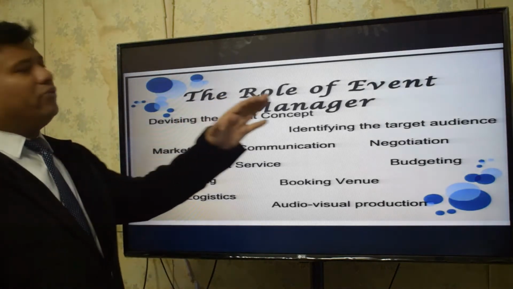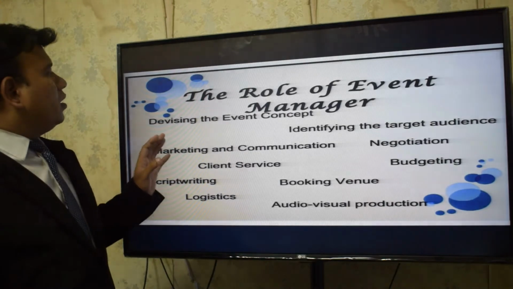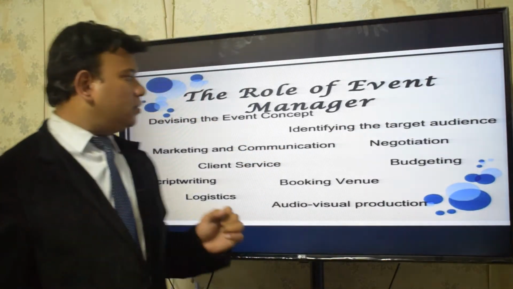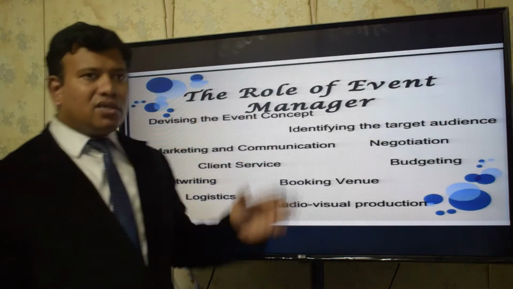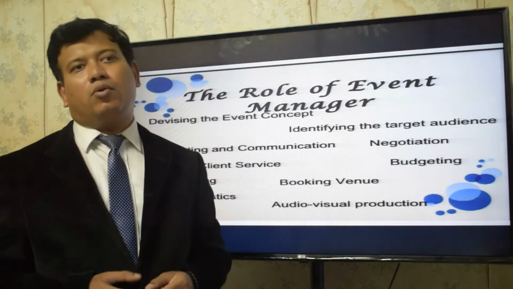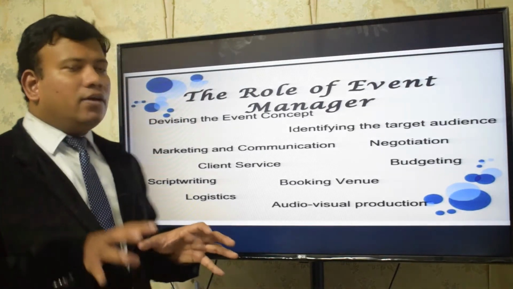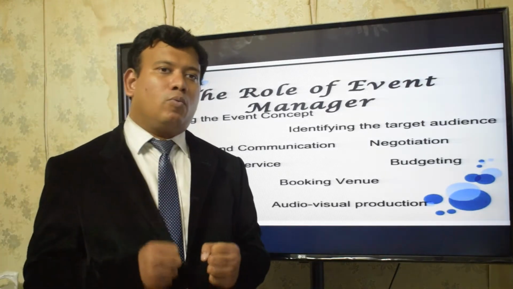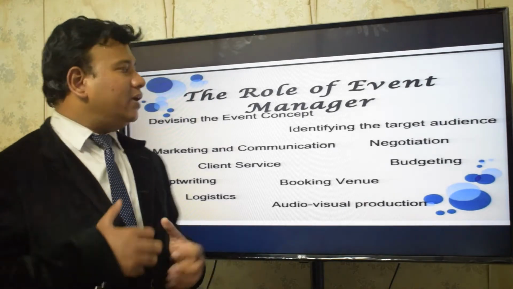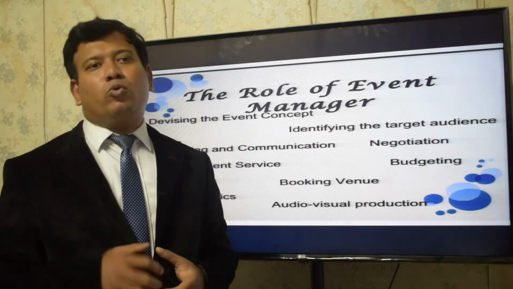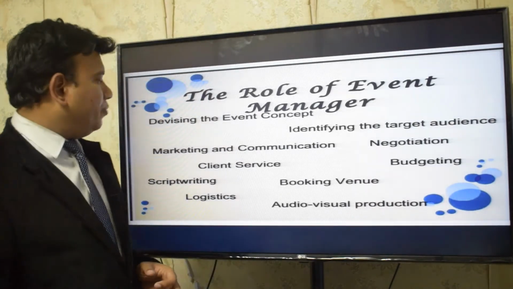So the role of an event manager: devising the event concept and identifying the target audience. Devising the event concept is, suppose, a birthday function or a movie launch or a product launch. So he verifies and checks what kind of subject the event is and identifies the target audience. What are the audience who are going to approach the event?